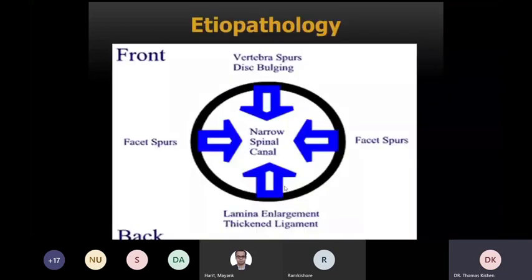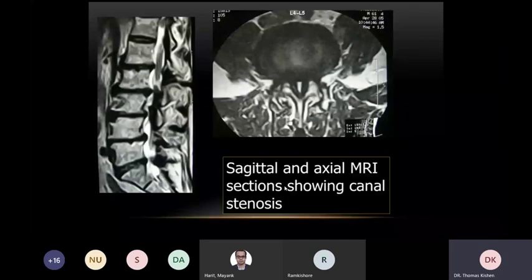Lumbar canal stenosis is due to narrowing of the spinal canal. It could be due to vertebral spurs or disc bulging from the front, facet spurs from the side, or thickened ligamentum flavum or lamina enlargement from the back. All this combines to reduce the space available for the neural structures, and this is what it looks like. On the sagittal and axial MRI sections, you can see that this whitish portion here is all the space available for the neural structures.